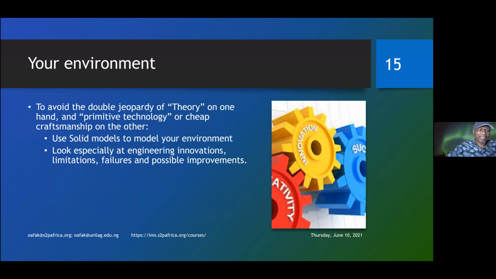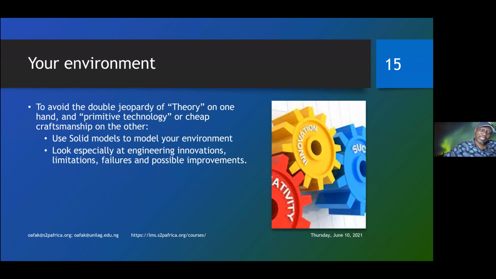Your environment. To avoid the double jeopardy of theory on the one hand and primitive technology or cheap craftsman on the other, you use solid models to model your environment. I will explain to you what I mean by that. I'll give you examples, and the examples are just examples. You will learn to do more things on your own. You look especially at engineering innovations, limitations, failures, and possible improvements. So when you see things around you, I will give you examples for you to see what I'm talking about.